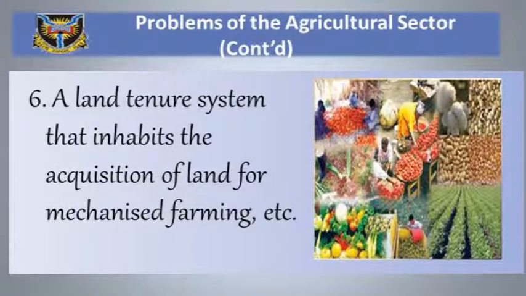6. A land tenure system that inhibits the acquisition of land for mechanized farming. 7. Inadequate agricultural extension services and the lack of indigenous agricultural capacity or technologies responsive to local conditions. 8. A degraded environment that has reduced agricultural yields.